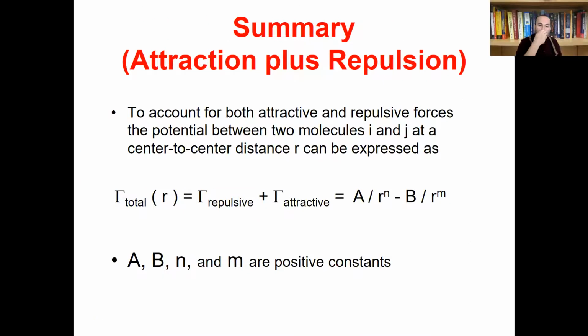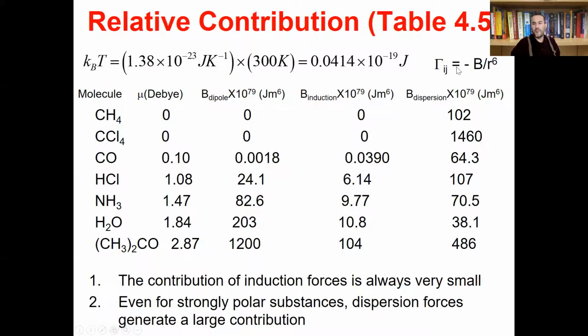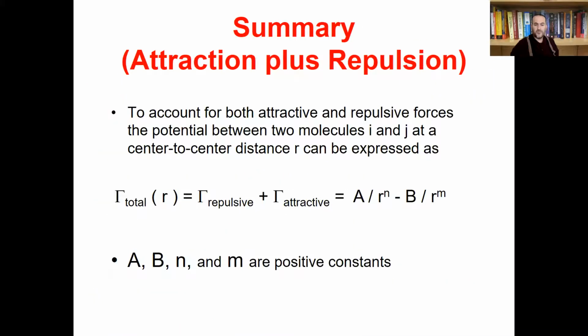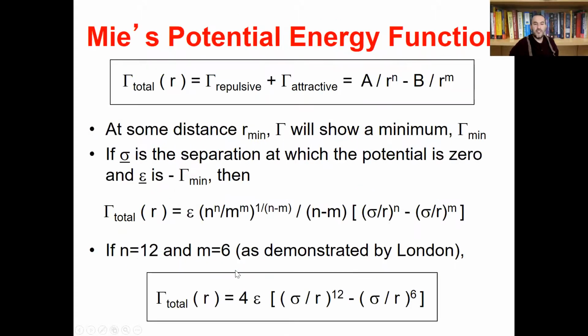But suppose we combine the repulsive interactions and attractive interactions into one equation. We represent it as A divided by r^n minus B divided by r^m. Again, minus B, remember, in this table refers to the dipole, induced dipole, and dispersion interactions. A, B, and m are positive constants. Now, this is called a Mie potential, okay?